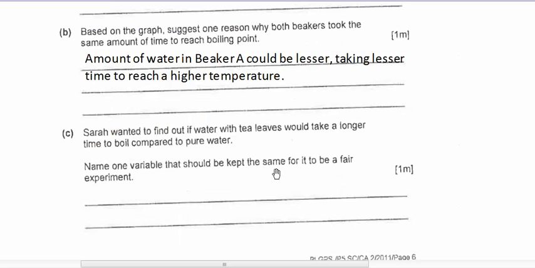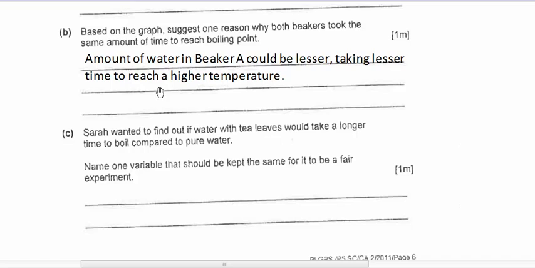Now part C, Sarah wanted to find out if water with tea leaves would take a longer time to boil compared to pure water. So what is one variable that must be kept the same in order for it to be a fair experiment? So the variable will be with tea leaves. So one will have no tea leaves, one will be pure water, the other one will be with tea leaves. So any other variable must be kept the same.